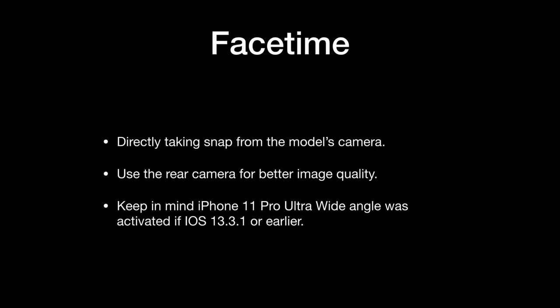So first, I'm getting into FaceTime. If you are an iOS user, you know that there's a direct shutter option. You can just take a picture from the model's camera, but the picture will save on your own phone. So that's the advantage. And be sure to use the rear camera for better image quality. You can ask the model to switch to the rear camera and use a tripod to stabilize the camera. Or if the model has some other person to help out with the framing without the tripod, you can ask the other person to frame for you.